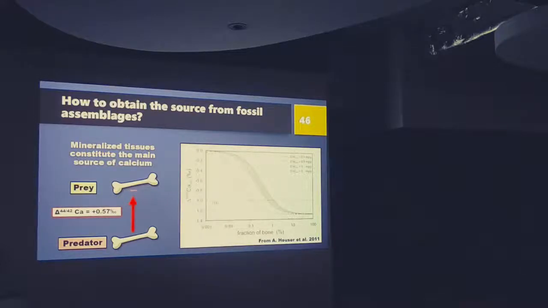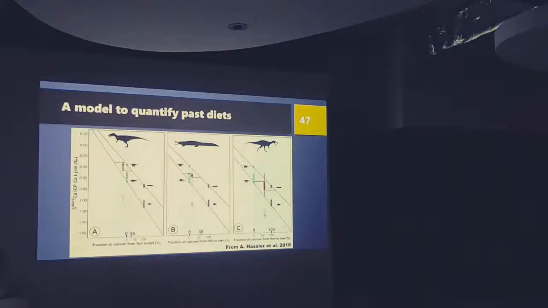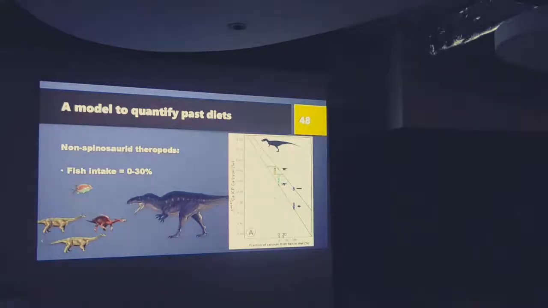So we can use the data that we collected on fish enamel and herbivorous dinosaurs to identify which food sources were the sources of the predators of this fauna. That's what we did by building a simple diet model. Here we focused our attention on the three major predator groups: non-spinosaurid theropods, crocodiles, here Sarcosuchus imperator, and spinosaurids.